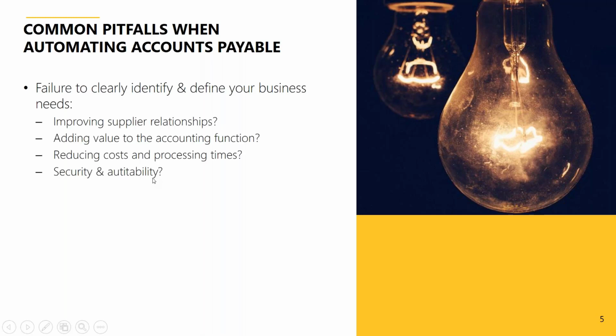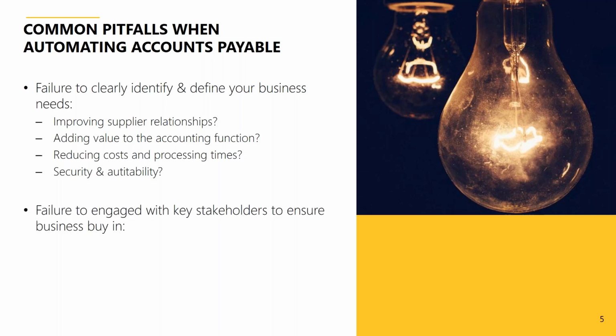The first point that we're highlighting here is a failure to clearly identify your business needs. Why is it that you're looking to automate the accounts payable process? Is it about improving your relationships with your external suppliers? Is it about adding value to the accounting function? Maybe it is just about reducing costs and processing times. Maybe duty to report is impacting you there. Maybe it's around security and auditability.